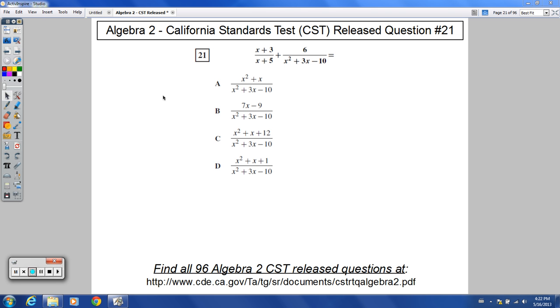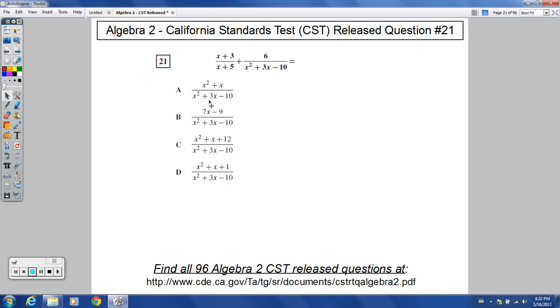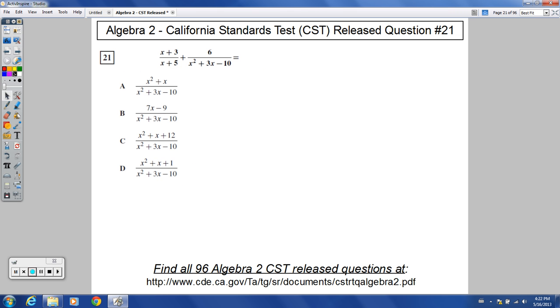Welcome to Algebra 2, CST release question number 21. Let's do this. We've got (x + 3) divided by (x + 5), plus 6, all divided by the quantity x squared plus 3x minus 10.